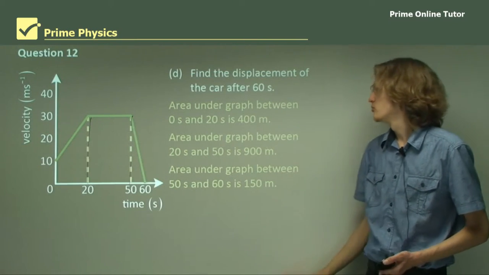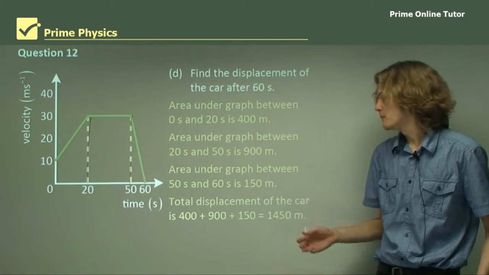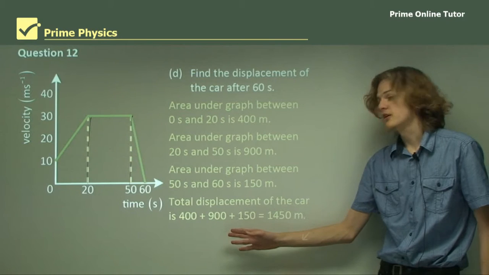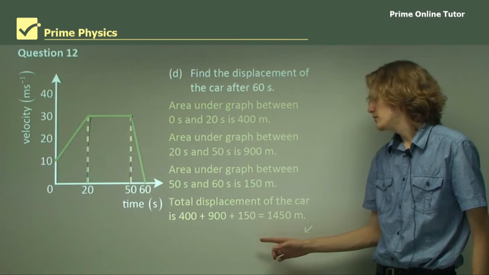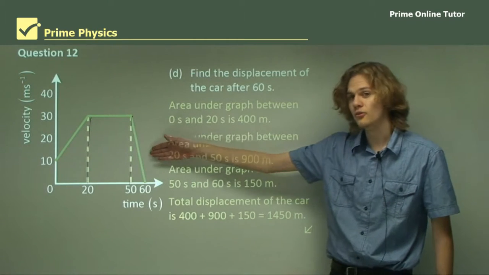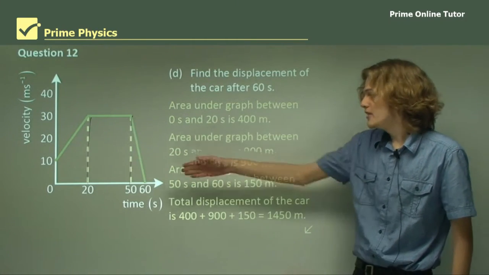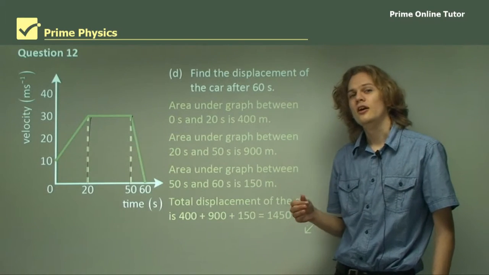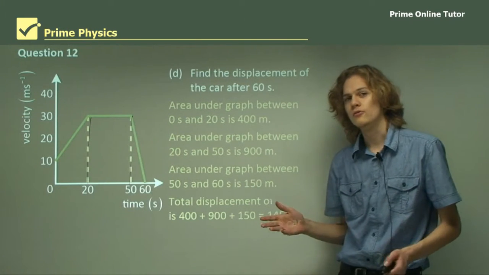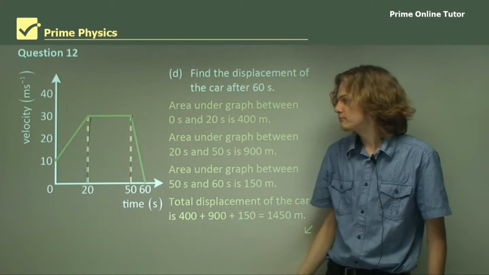So to find the total area under the graph, all we have to do is add all these parts together. So we get 400 meters plus 900 meters plus 150 meters to get 1,450 meters. And this is the total area under the graph. It's about 1.5 kilometers. And that means that over these 60 seconds, this car traveled 1.5 kilometers or thereabouts, and its velocity looked like this the whole time.